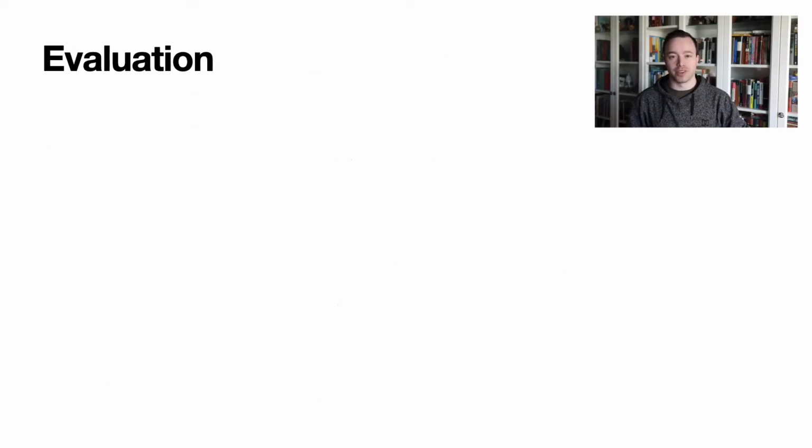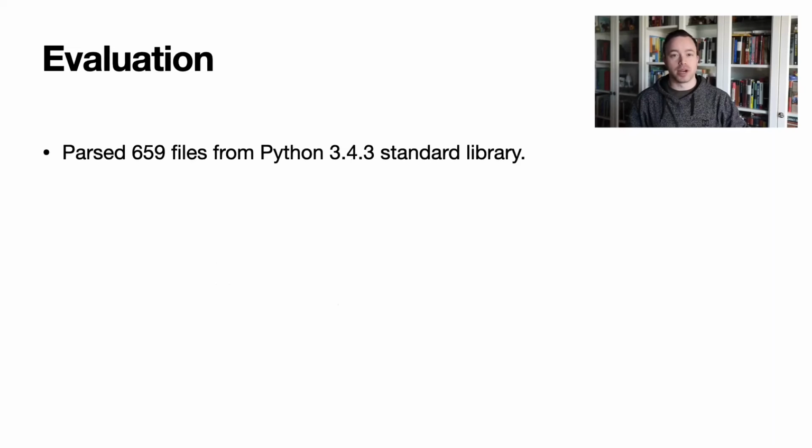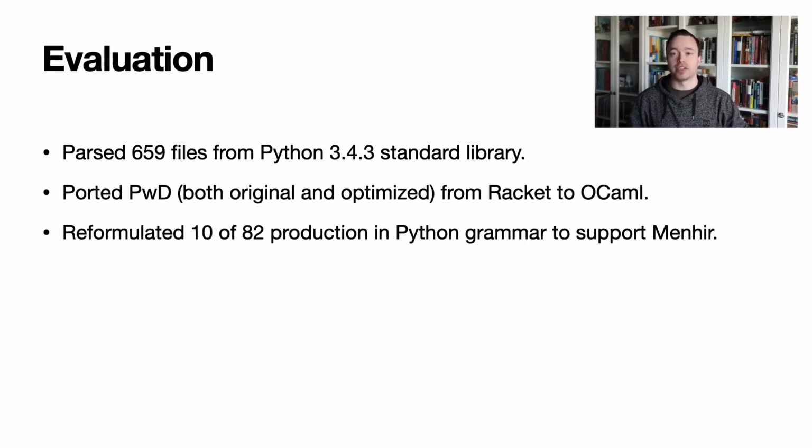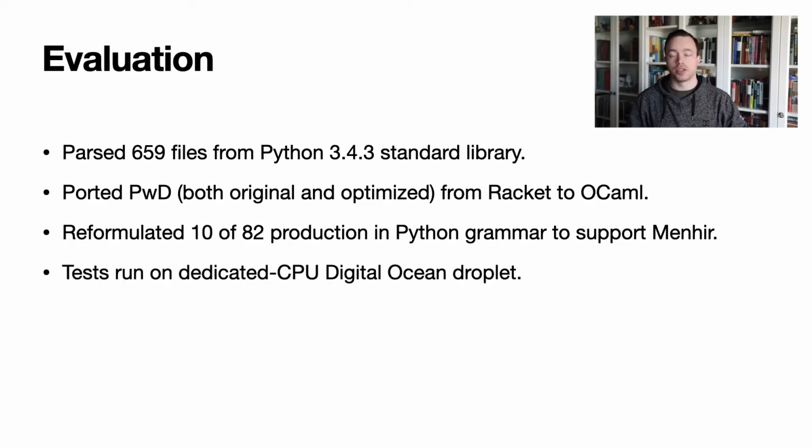Let's briefly look at our performance evaluation. We ran parsing with zippers over the Python 3.4.3 standard library and compared the results to a few other parsers. Parsing with derivatives from Might et al. 2011, optimized parsing with derivatives from Adams et al. 2016, Menhir, an LRK parser generator for OCaml, and Dypgen, a GLR parser generator for OCaml. The parsing with derivatives implementations had to be ported from Racket to OCaml, and Menhir's LRK limitations required that we reformulate some of the Python grammar to avoid potential ambiguities that might distort our comparisons. We ran the benchmarks on a DigitalOcean droplet with a dedicated CPU to ensure we did not introduce any sources of invalidity due to other tasks.